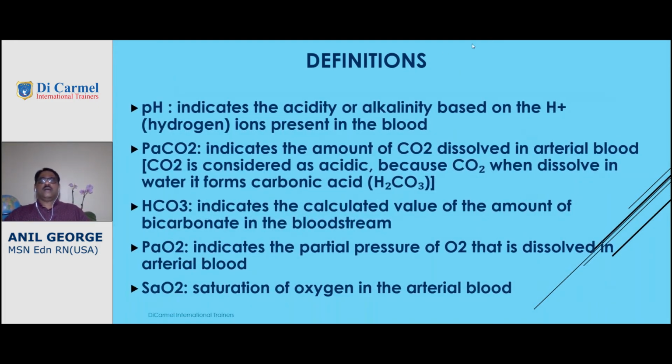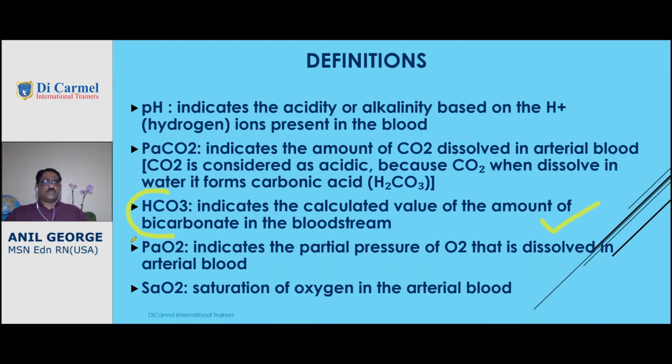Again, carbon dioxide is an acidic substance. Whereas our next item, bicarbonate, indicates the calculated value of the amount of bicarbonate in the bloodstream. As we know, bicarbonate is an alkaline substance. When it is more, the body goes into more alkalosis. When it is less, it goes into an acidotic state. So we need a certain level of bicarbonate to maintain the balance. If it is less, the body can go into acidosis.